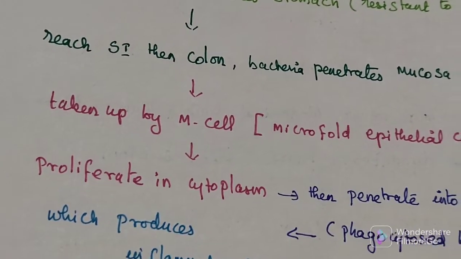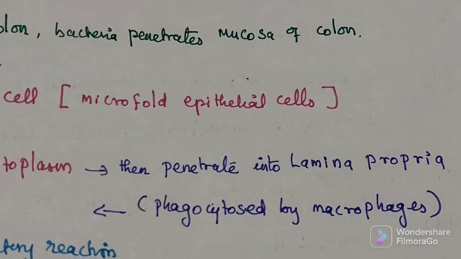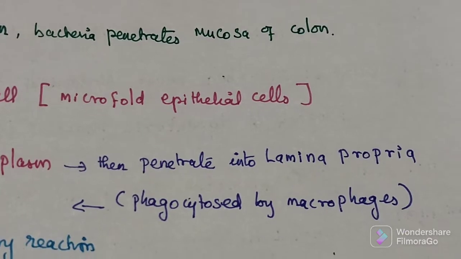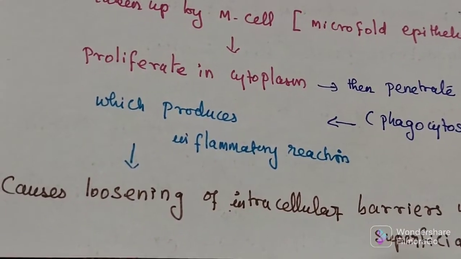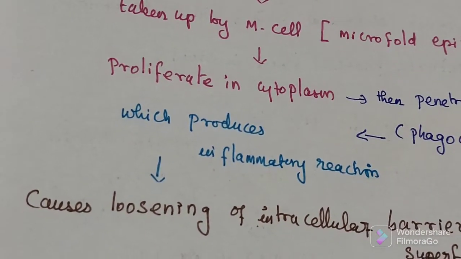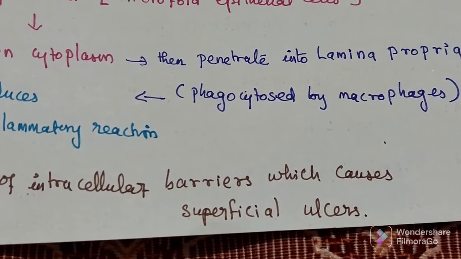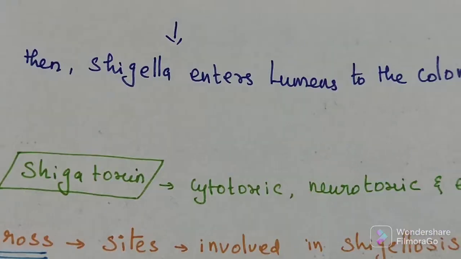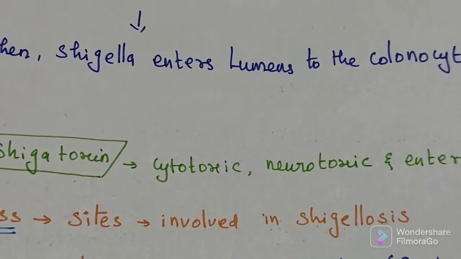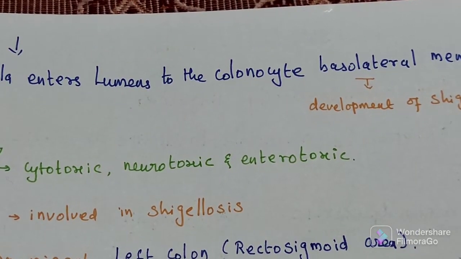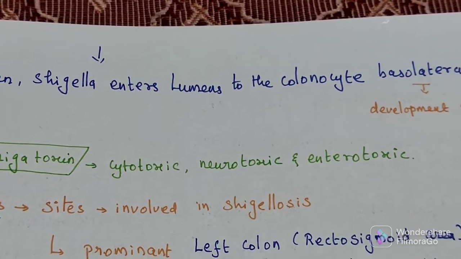Then it proliferates in the cytoplasm of the M cell. Then it penetrates into the lamina propria, where it is phagocytosed by macrophages, which produce an inflammatory reaction. This inflammatory reaction causes loosening of the intercellular barrier, which causes superficial ulcer. Then Shigella enters from the lumen to the colonocyte basolateral membrane. This is the pathogenesis for the development of Shigellosis.